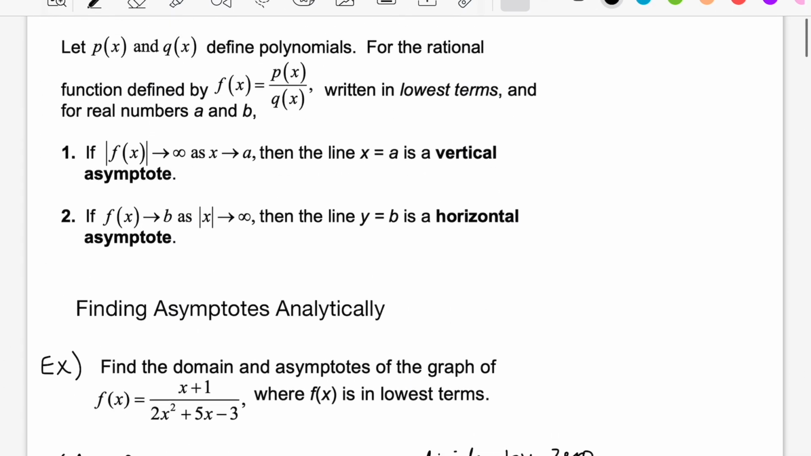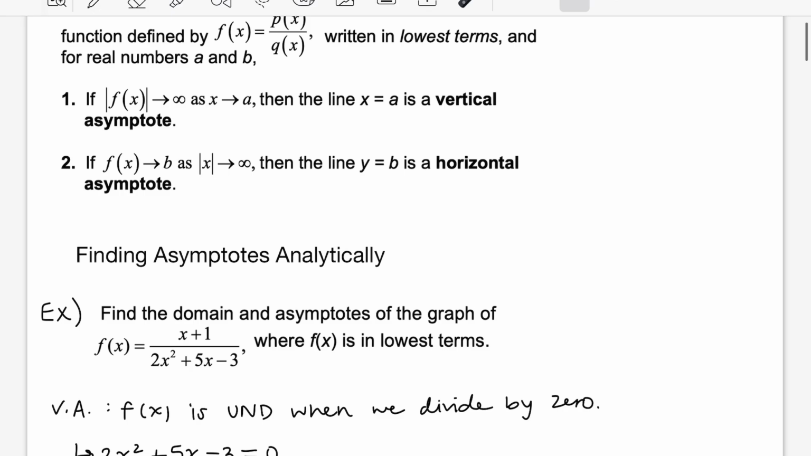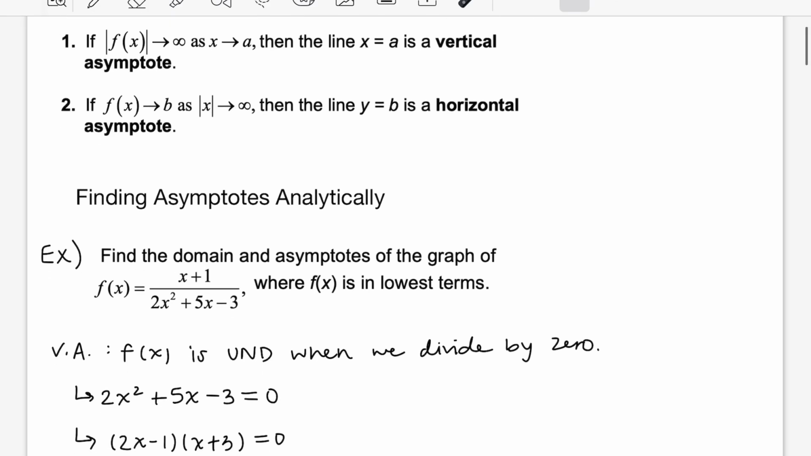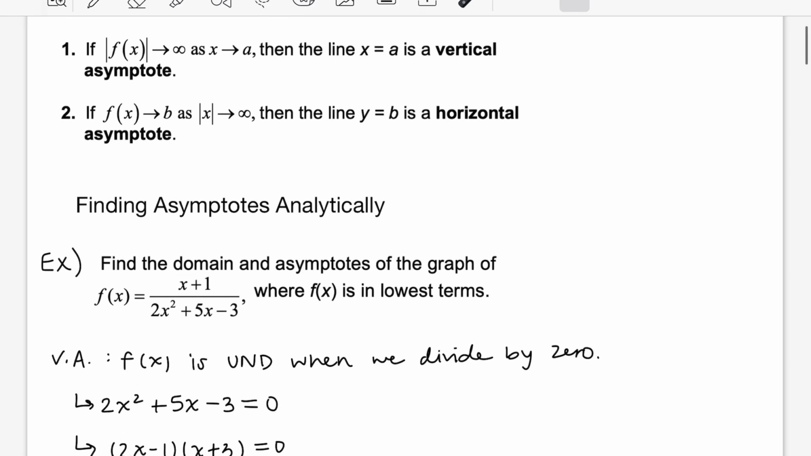Okay. So going back to this definition here, we said that if our function approaches some number as x goes to infinity, then that line there will be a horizontal asymptote. Similarly, going back to our vertical asymptote here, we know that if our function gets bigger and bigger as x approaches some number, then that number is going to be a vertical asymptote.